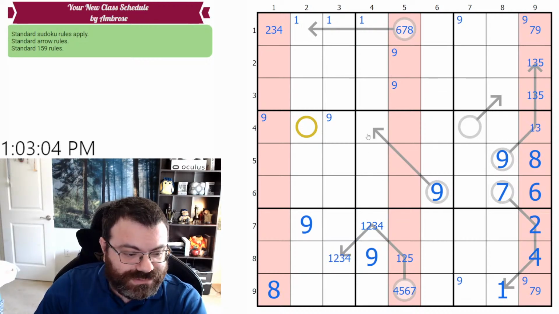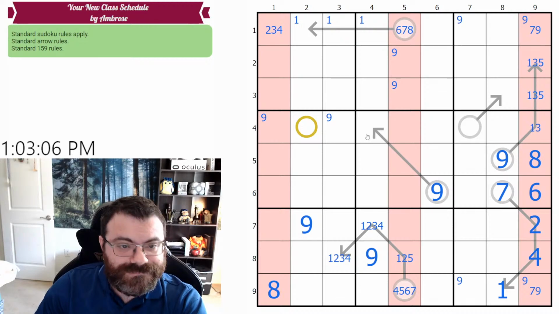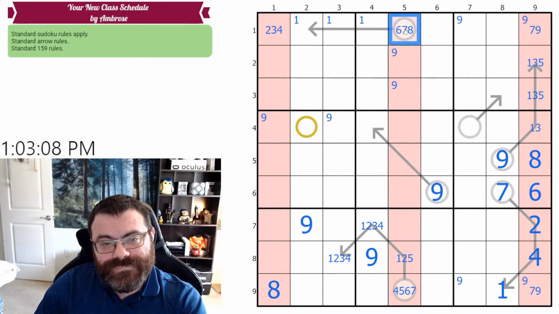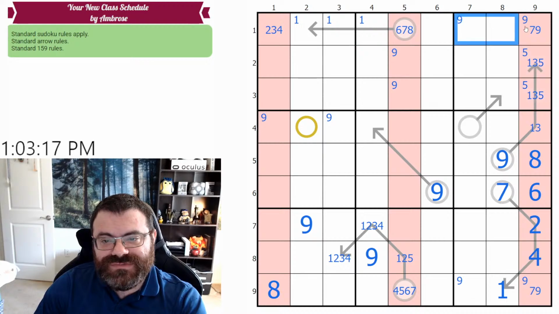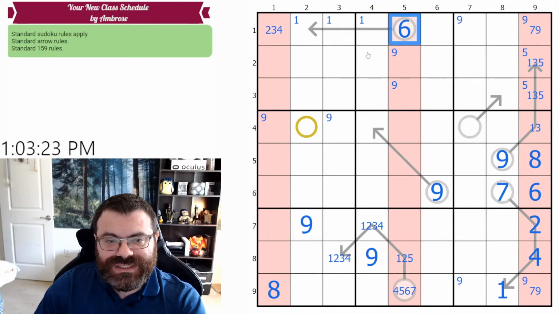Arrow in row 1. Oh, I see. 5's in one of these two, which means 5 can't be in these 3. So this can't be a 7 or an 8, because that would place a 5 up here. So this has to be a 6, and this is 1, 2, 3. That's helpful. 6 places 5 here.